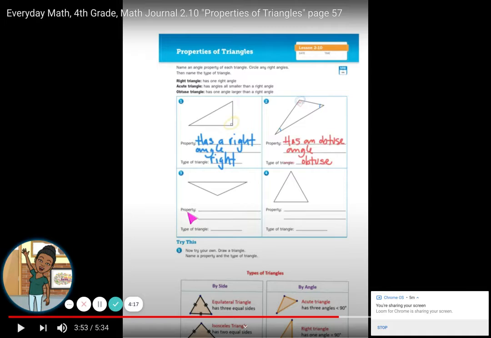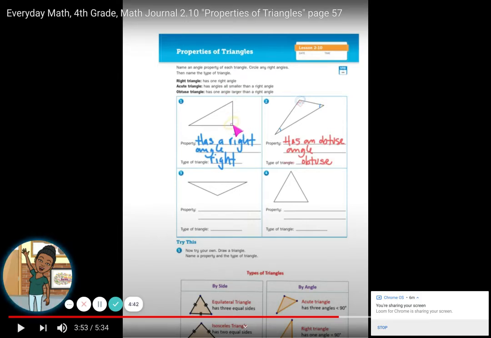Take a look at number 3 and 4 on your own. Ask yourself, what are the properties of the angle? Does it have one right angle? Has angles all smaller than a right angle? Has one angle larger than a right angle? Remember, your right angle can be your basis here. Is it bigger or larger than this angle?